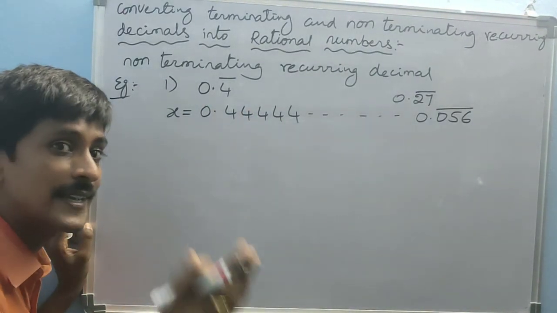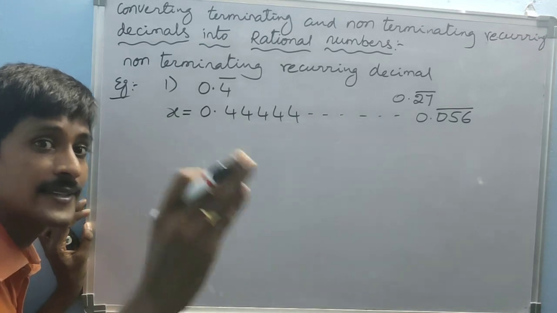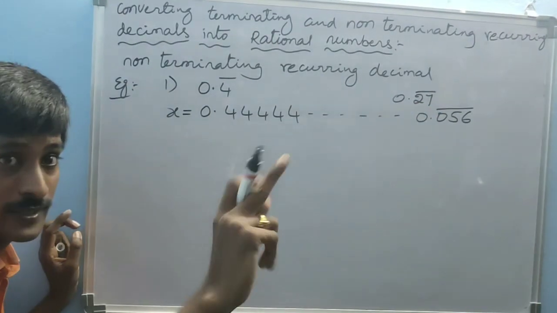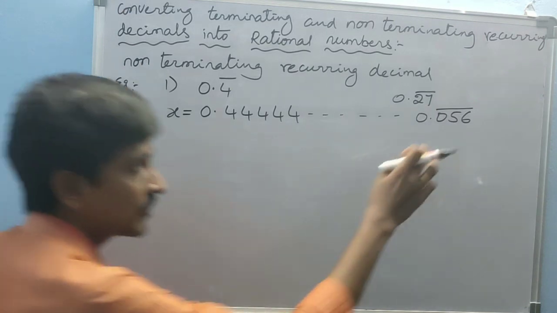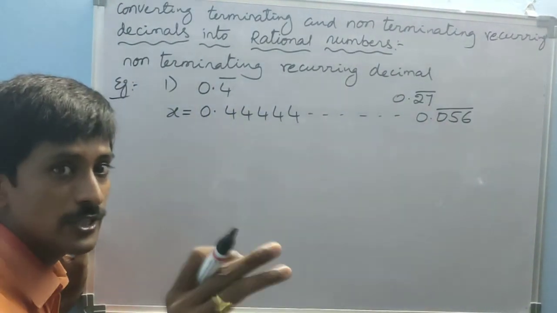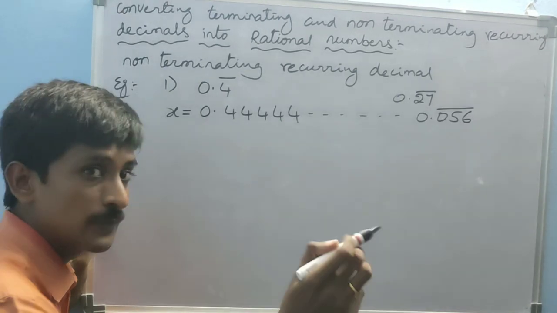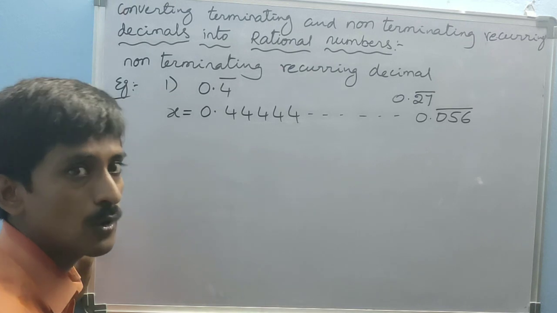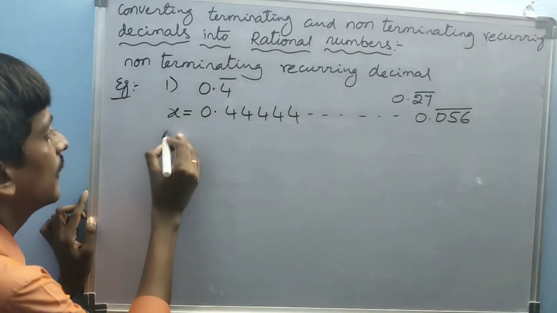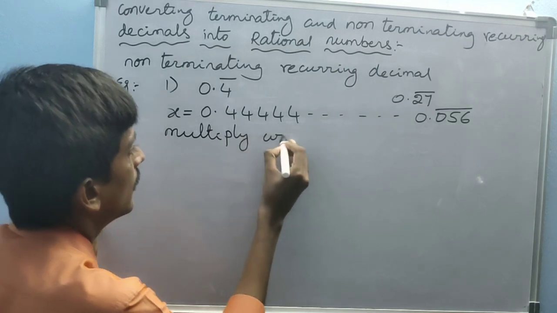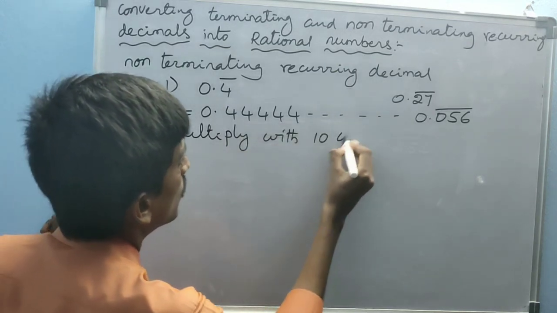So one zero increases as the digits increase. If two digits are under the bar, 100, two zeros. If three digits, 1000, three zeros. If four digits, 10,000, and so on. So here, multiply by 10 on both sides.